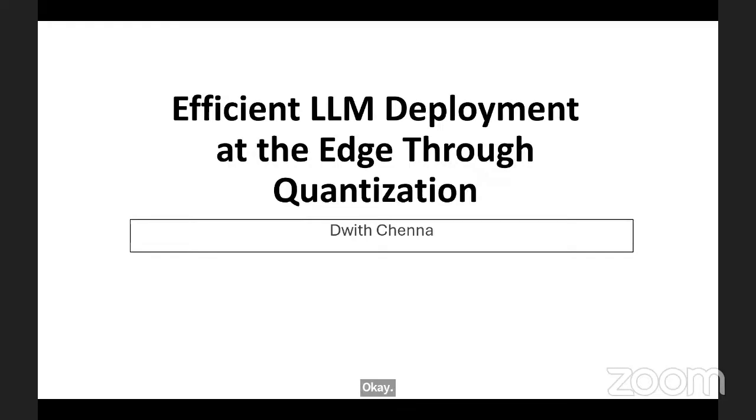So we'll be talking about quantization techniques, and see what kind of trade-offs you have to deal with when you're trying to run these large language models on edge devices, right?